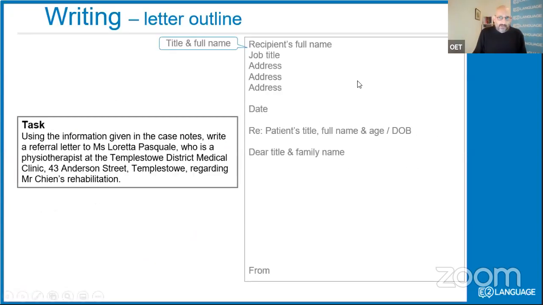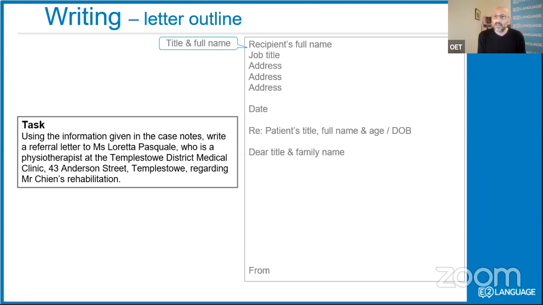The outline of the letter is as follows. At the top, you start with the title and full name of the recipient and then their job title and full address. Under that, you put the date. Notice that you may have several dates in your letter: date of the letter, date of birth, date of presentation or admission, date of discharge, date of next appointment.